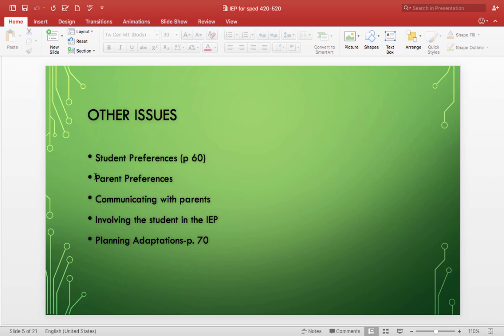And you will be able to use the book, okay? But on page 70, we have some planning adaptations. And I know that I have a nice set of modifications and accommodations. It's a huge, huge list, and you're going to love it when you see it. I will see if I can find that and send it to you.